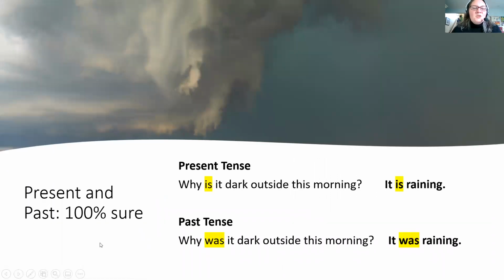So when we are 100% sure, the question might be, why is it dark outside this morning? In present tense, we answer with present tense, it is raining. In the past tense, we would ask in past tense, why was it dark outside this morning? And we answer in past tense, it was raining. Is, present tense. Was, past tense.